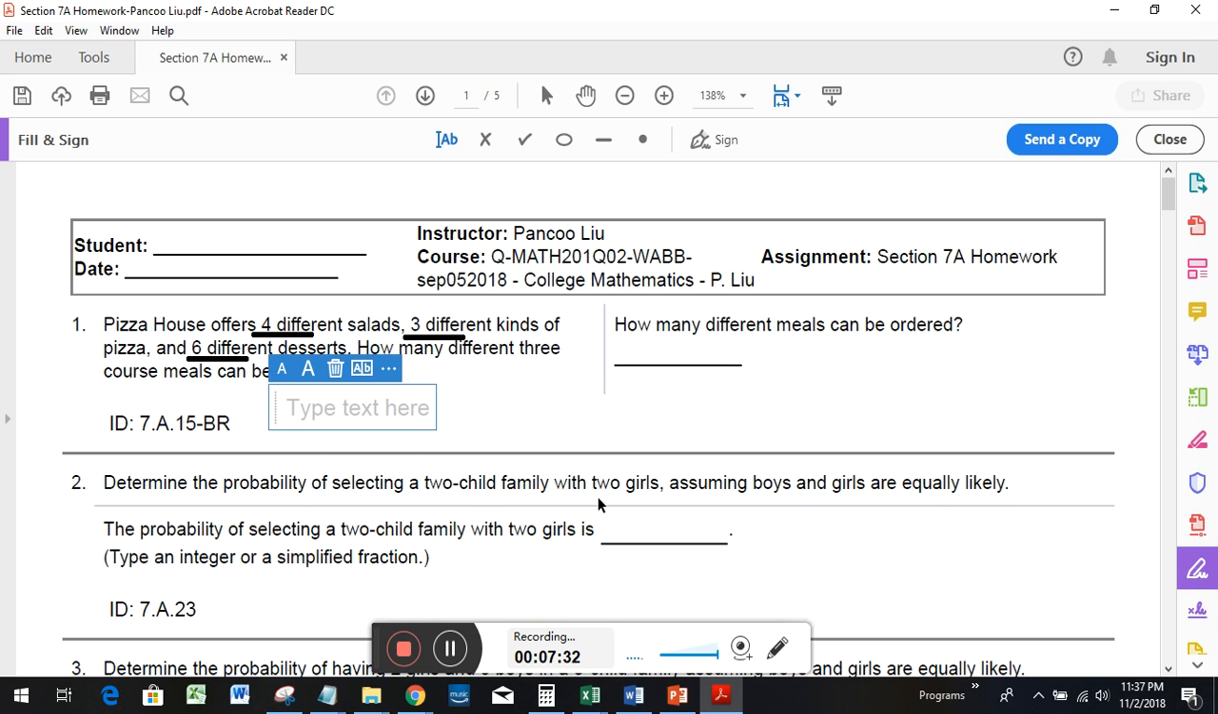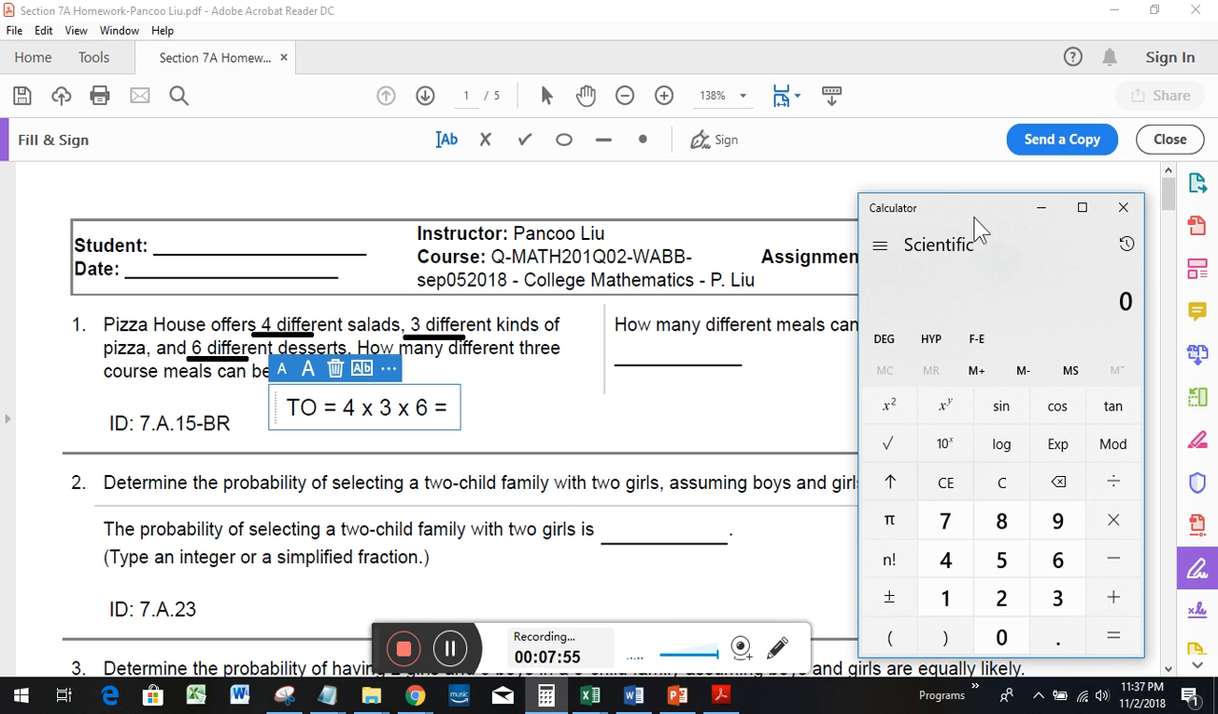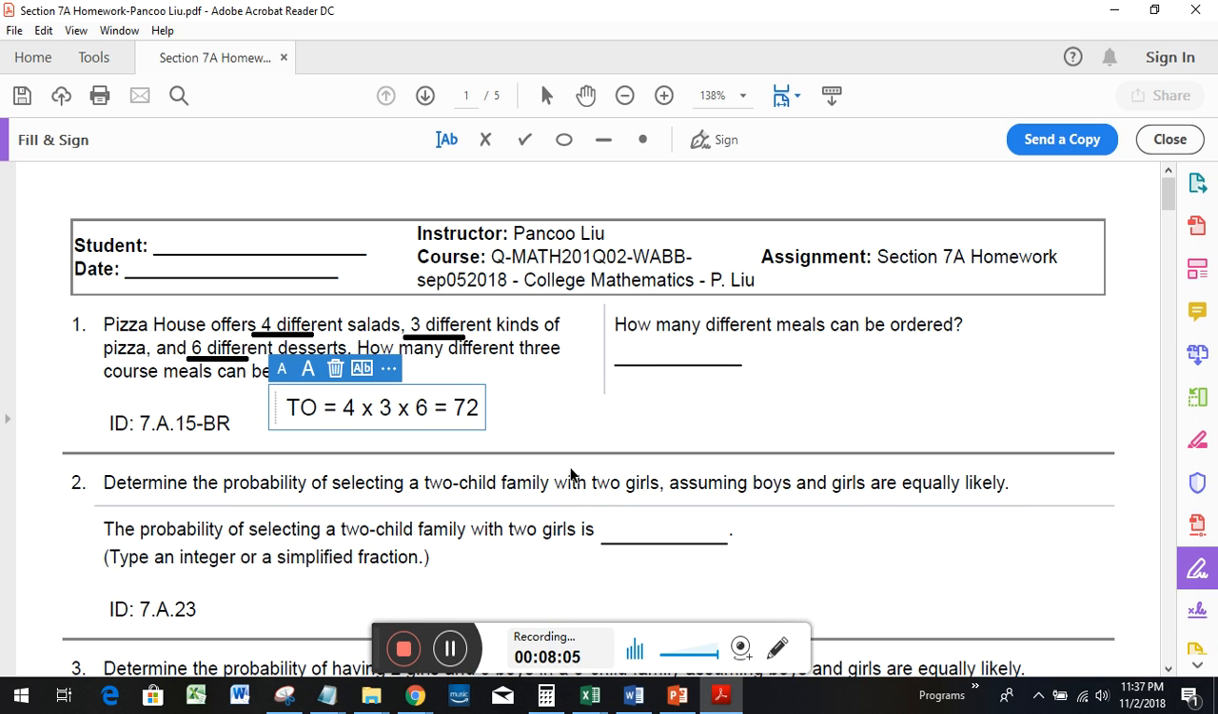So for our total outcome, we're going to apply the multiplication principle rules. We're going to take all the choices for each item and multiply them together. I often abbreviate total outcome as TO. So 4 times 3 times 6 is equal to 72. So your total outcome is 72. You have 72 possible combinations that you can get.